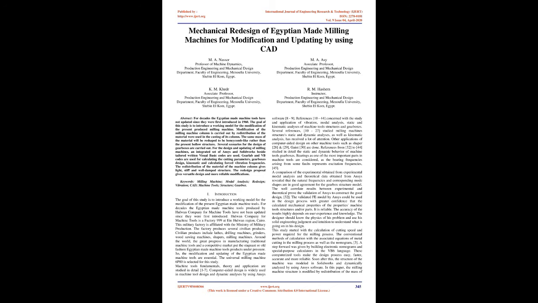For the design and updating of milling machines, an integrated set of Ansys and SolidWorks, besides tailored written Visual Basic codes, are used. Gearlab and VB codes are used for calculating the cutting parameters, gearboxes design, kinematics and forced vibration frequencies. The redistribution of the material of the machine column gives a light, stiff and well-damped structure. The redesign proposal gives a versatile design and more reliable modifications.